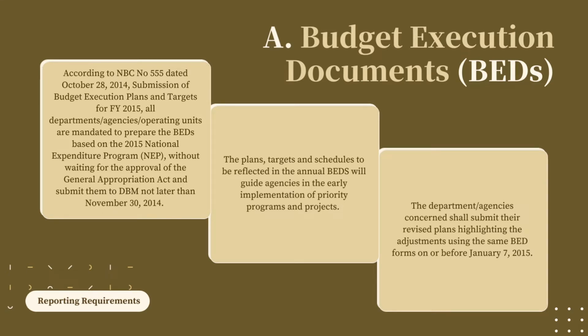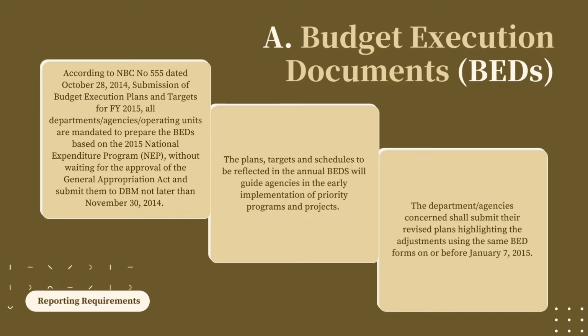According to NBC number 555, dated October 28, 2014, submission of budget execution plans and targets for fiscal year 2015, all departments, agencies, operating units are mandated to prepare the budget execution documents based on the 2015 National Expenditure Program or NEP, without waiting for the approval of the General Appropriation Act and submit them to DBM not later than November 30, 2014. The plans, targets, and schedules to be reflected in the annual budget execution documents will guide agencies in the early implementation of priority programs and projects.